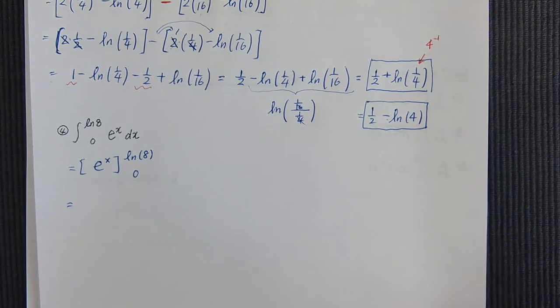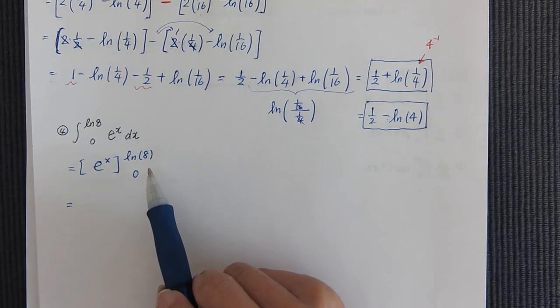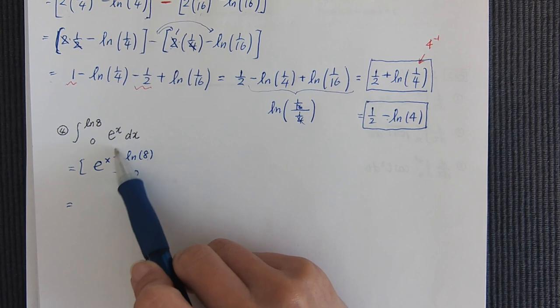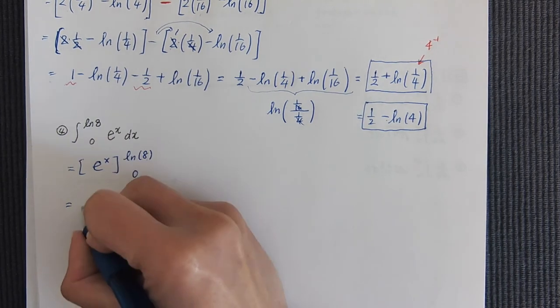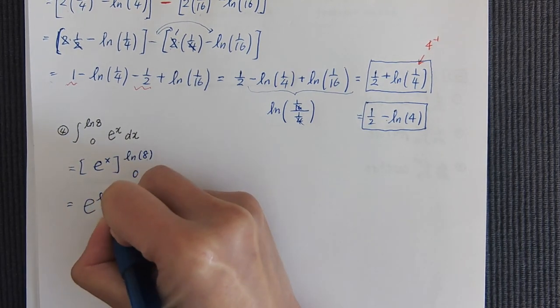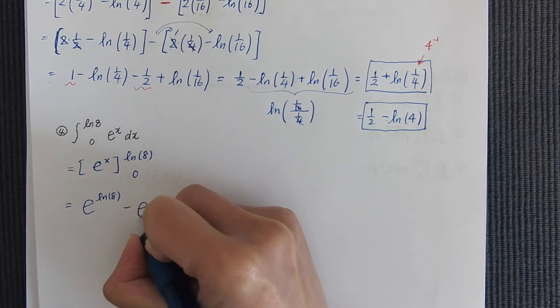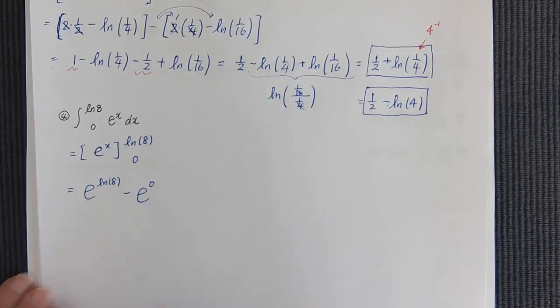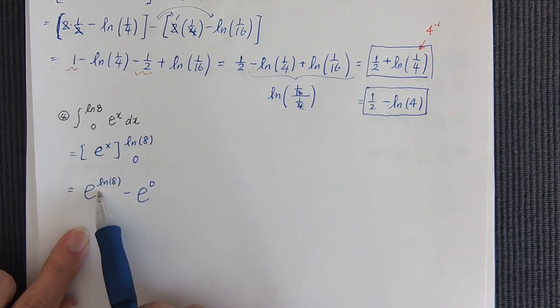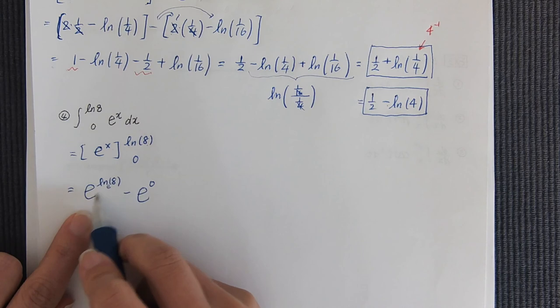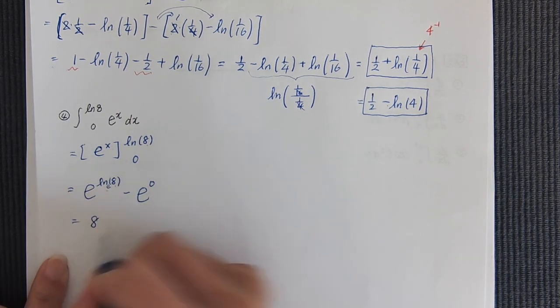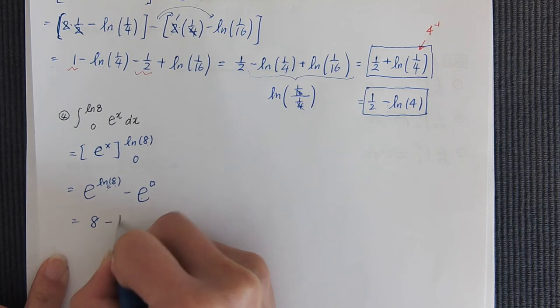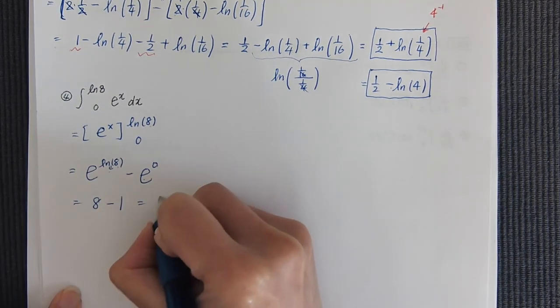This is pretty much a couple of steps. So plug in: e to the natural log 8, subtract e to the 0. Would it be 8 minus 1? Do you remember this property? The e and the natural log cancel out, that's why it's just 8. And e to the 0 power is 1. So the answer is 7.